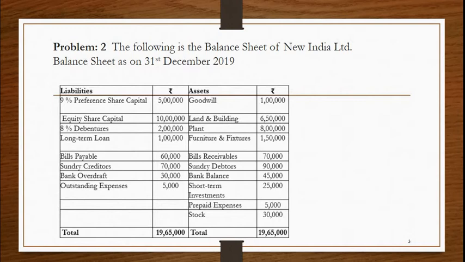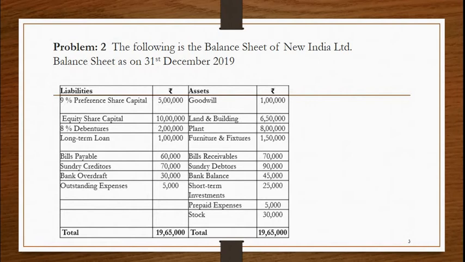Balance sheet as on 31st December 2019. Here we have the balance sheet of New India Limited. On the liabilities side, there is a 9% preference share capital of rupees 5 lakh, equity share capital of rupees 10 lakh, 8% debentures 2 lakh, long-term loan 1 lakh, and the current liabilities are bills payable rupees 60,000, sundry creditors 70,000, bank overdraft 30,000, and outstanding expenses is rupees 5,000. The total liabilities column is 19 lakhs 65,000.